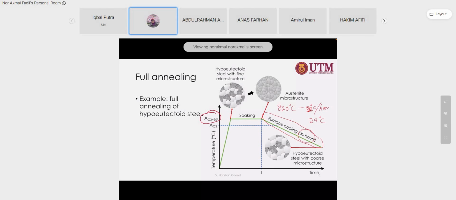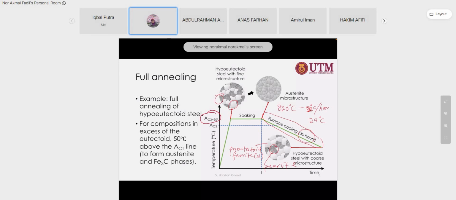And then what you get is a new microstructure. Of course, you still have the same type of phases: this is pro-eutectoid ferrite, or alpha, and this one is pearlite. Similar to this one, pearlite and alpha. However, the grain size is different. It is a coarse microstructure.